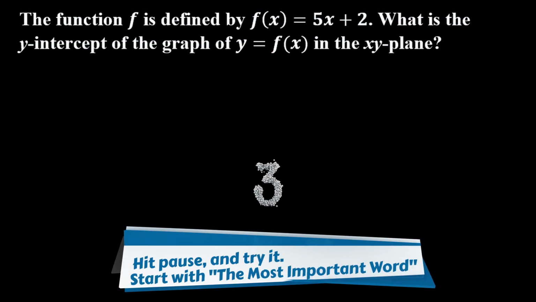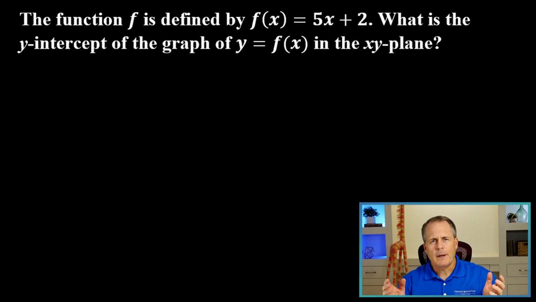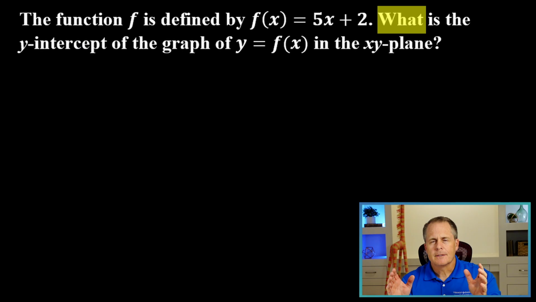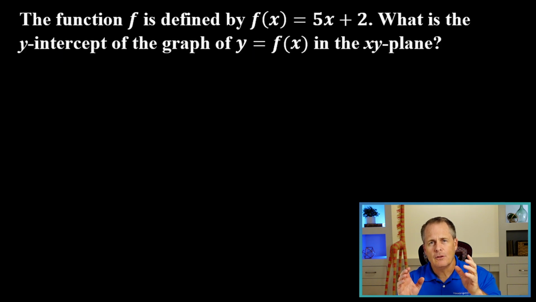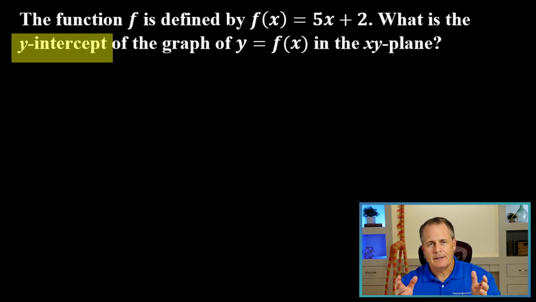Here's problem 1. Tap pause to try problem 1 on your own. As always, start by finding the most important word. So find the word what and jump to the sentence that has the question in it and look for the math vocabulary word. If there's a word that you or the kid sitting next to you might not understand, that's the most important word. In this problem, it's Y-intercept.